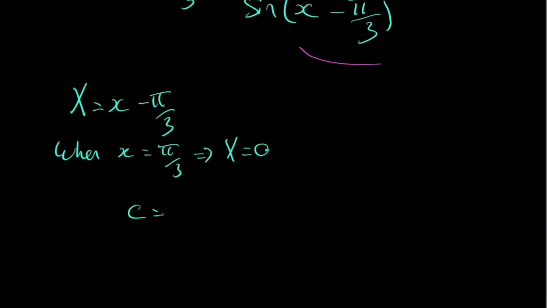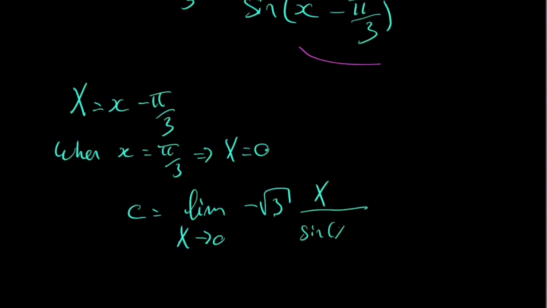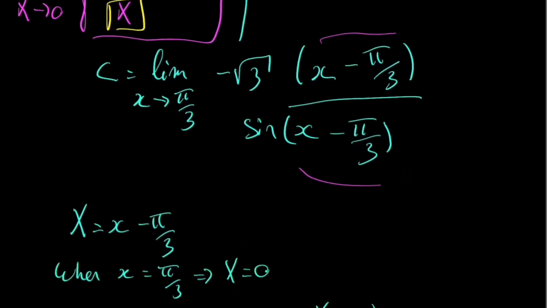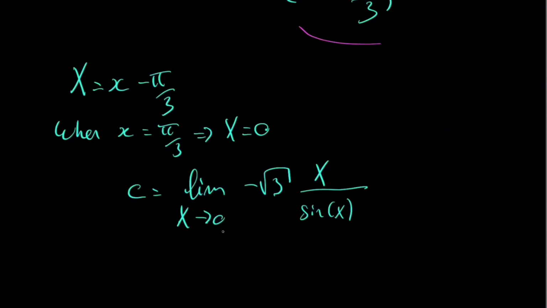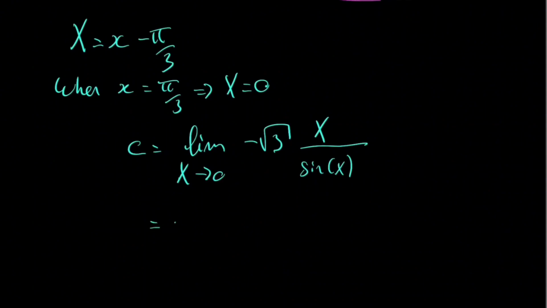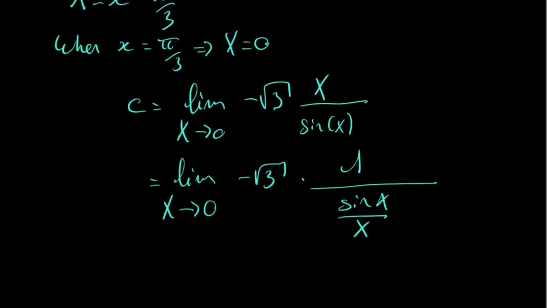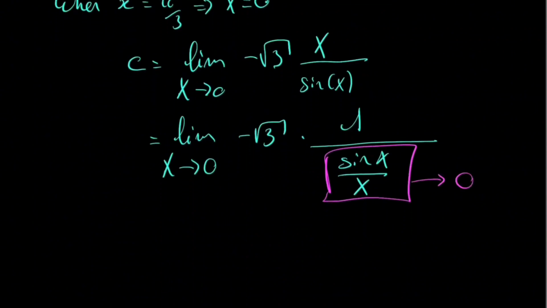And now we've got c equal to the limit when capital X tends to 0 of minus square root of 3 times X over sinus of X. As we are not dividing by 0, because X is not equal to 0, it tends to 0 but is not equal, we can do that: c is equal to the limit when X tends to 0 of minus square root of 3, as usual, times 1 over sinus of X over X. And now we know this limit, it will tend to 1.